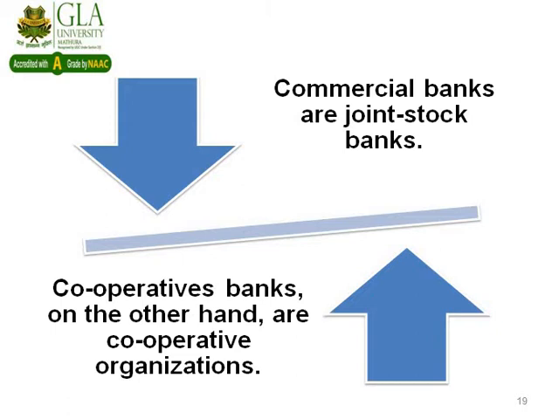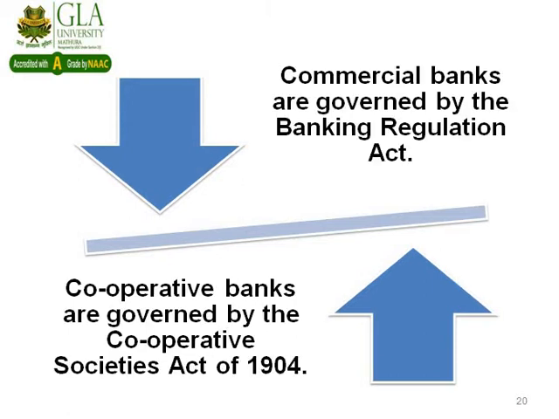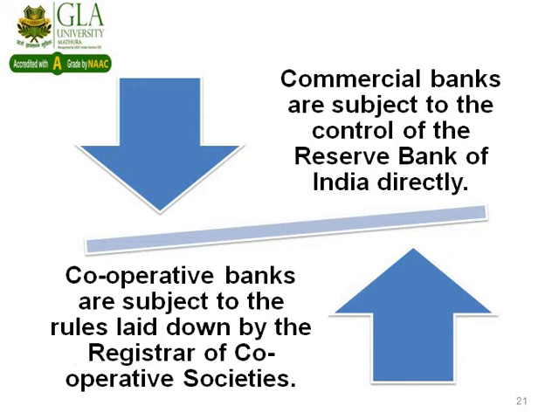So commercial banks are incorporated as joint stock companies or joint stock banks, whereas cooperative banks are cooperative organizations. The next point is that commercial banks are governed by the Banking Regulation Act 1949. Cooperative banks are also governed by the Banking Regulation Act 1949, but only to some extent; they are majorly governed by the Cooperative Societies Act of 1904. Commercial banks are subject to the control of the Reserve Bank of India directly, whereas cooperative banks are subject to the rules laid down by the registrar of cooperative societies.